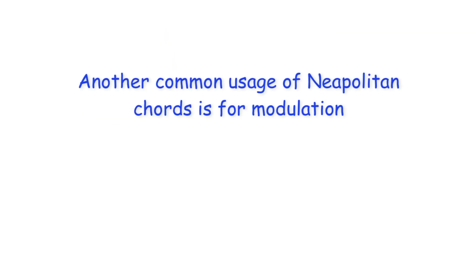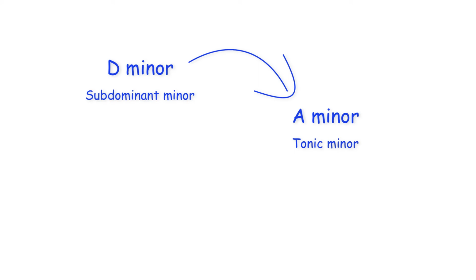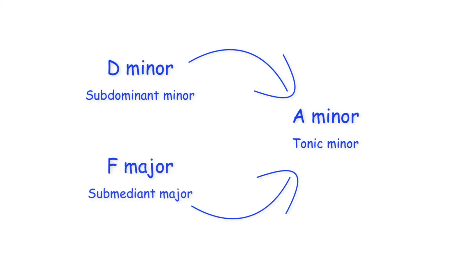Another common usage of Neapolitan chords is for modulation. When returning to the tonic minor key from the subdominant minor or submediant major keys especially, the Neapolitan may be used as an alternative to other pivot chords.